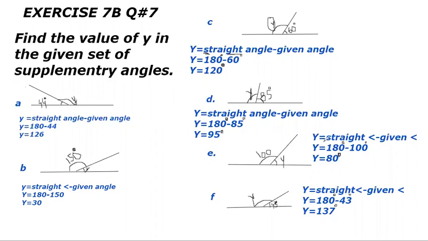In E part, using the formula method, y is equals to straight angle minus given angle. Straight angle is 180 degree and given angle is 100 degrees. Subtract 100 from 180, it will give us 80 degree. It means that unknown angle is 80 degree. If you add 100 in 80, it will give us 180 degree. Two angles are supplementary if their sum is 180. 100 is known angle and unknown angle y is 80 degree. 100 plus 80 gives us 180.